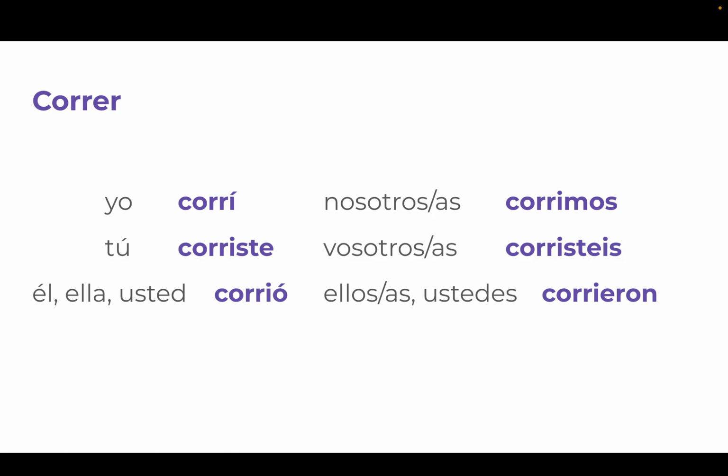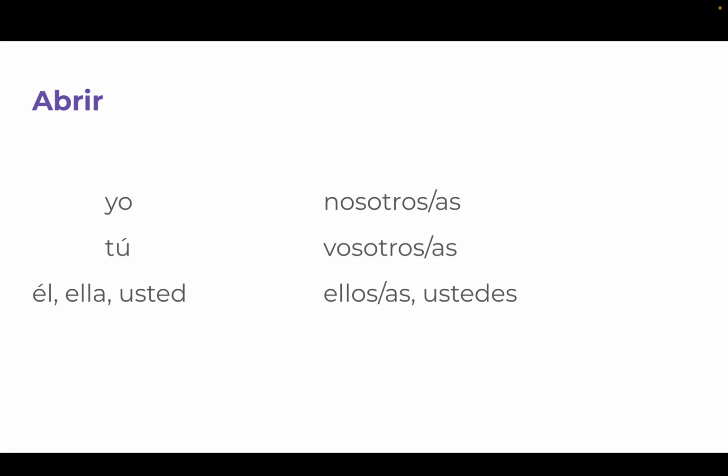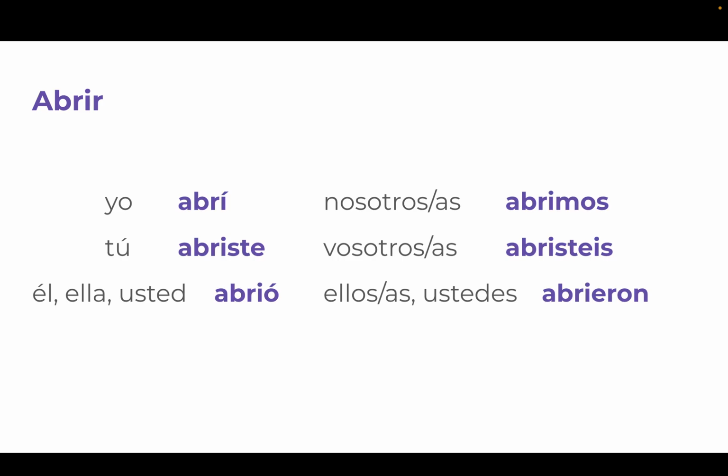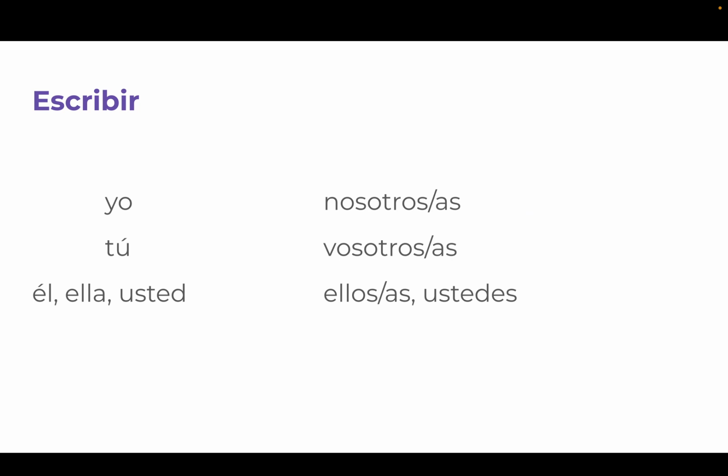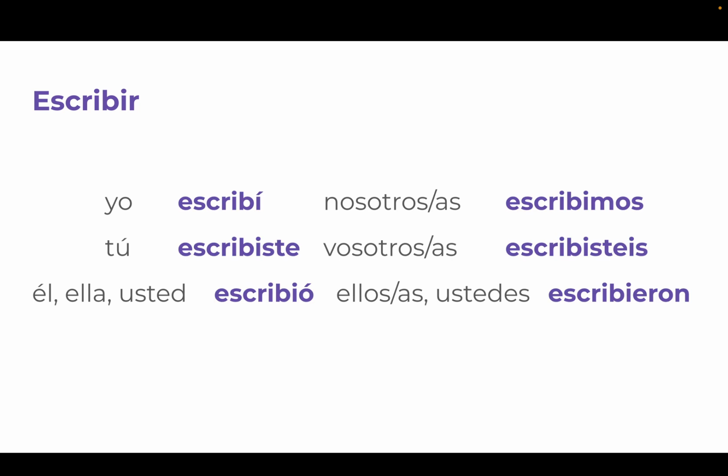So these were both two examples of ER verbs, but the exact same ending is going to apply for IR as well. So this changes a little bit in present tense, where the nosotros and the vosotros will be different, but not true for the past tense. The preterite, they will all be the same. So yo abrí, tú abriste, él y usted abrió, abrimos, abristes, and abrieron. Also with escribir. Yo escribí, tú escribiste, él y usted escribió, escribimos, escribisteis, and escribieron.